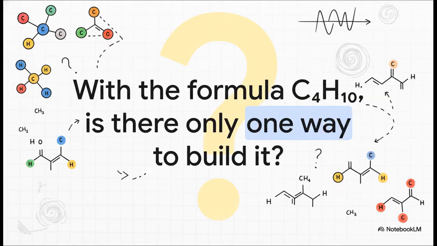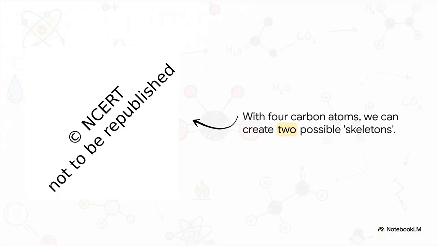So with this simple formula, C4H10, here's the big question. Is there only one way to snap these pieces together? Or does this puzzle have more than one solution? What do you think? Well, let's start by just connecting our 4 carbon atoms. We'll build what chemists call the carbon skeleton. And check this out. Right away, we find 2 different possibilities. We can either link them all up in a straight line, one after another, or we can make one of them branch off the middle. 2 totally distinct blueprints, right from the get-go.